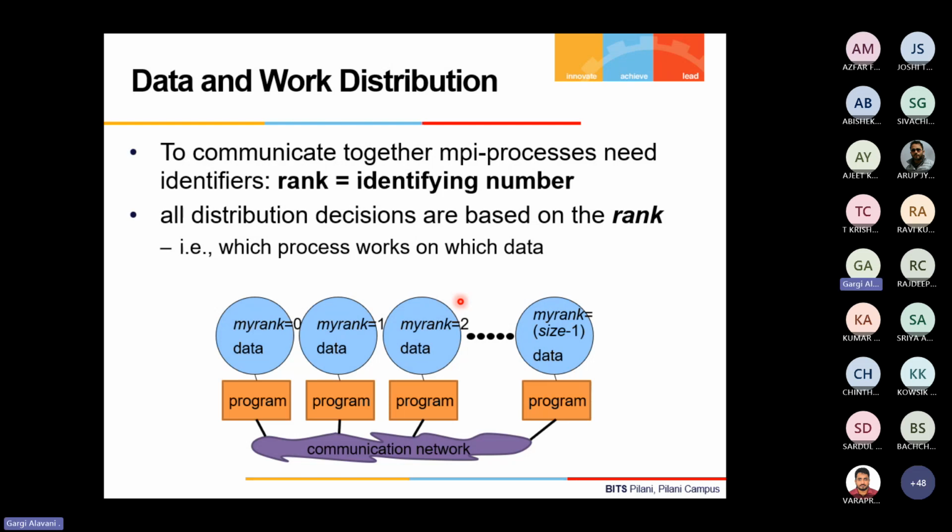Now, when you have different processors or different systems, you need to know who is sharing or sending the message. So identifying each system is very critical to ensure that the system works. To do that, we have the concept of rank. Rank is an identifying number. All the decisions are based on the rank, that is, which process works on which data, you will know using the rank.